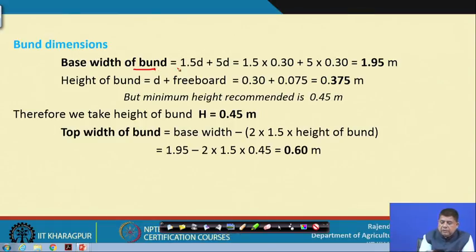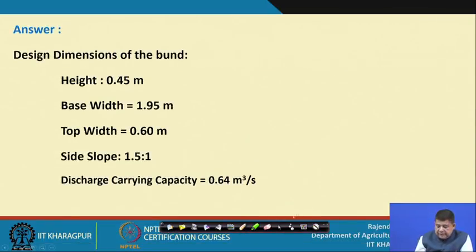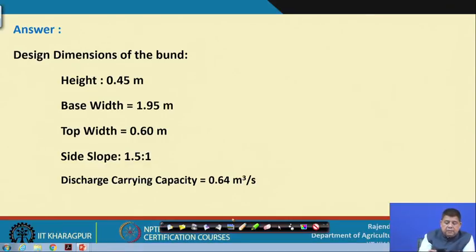The base width of bund we know how to calculate, height of the bund we know how to calculate, then top width of bund we know how to calculate. So, once h is known, everything else can be calculated easily. So, thus in this case the final answers are height of the bund 0.45 meters, base width 1.95, top width 0.6, side slope 1.5:1, discharge capacity is 0.64 cubic meter per second, which is slightly higher, but we accept that.